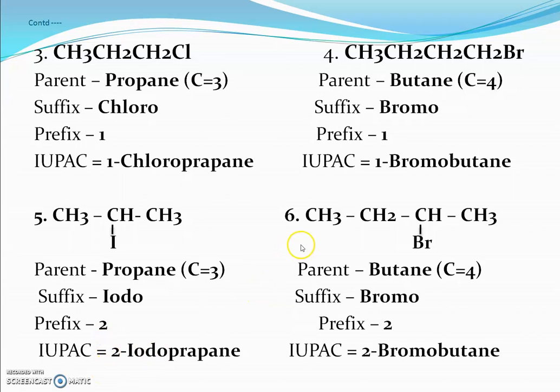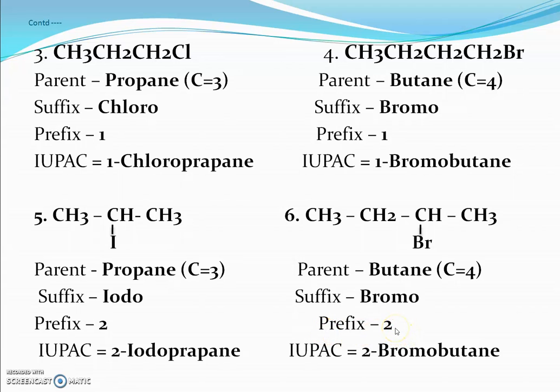The next example. Now you have to watch this example carefully. The example is CH3CH2CHBrCH3. In this chain, there are 4 carbon atoms. So the parent is butane. A bromine atom is present in this molecule. Therefore, the prefix is bromo, but the locant is 2.